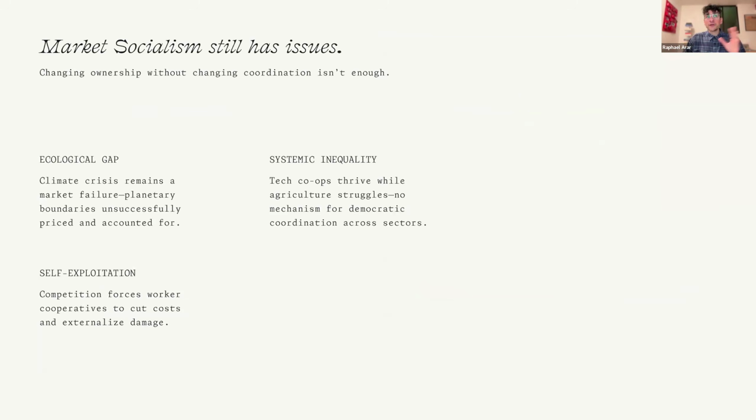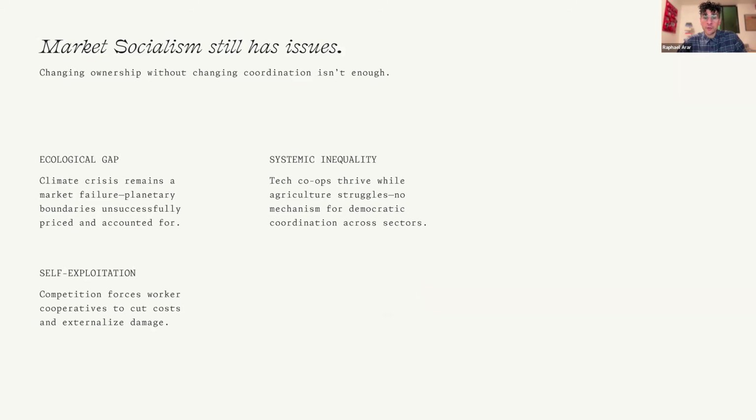Okay, so market socialism. I want to surface why it has issues and some of the ways that it's been conceived. So one, there's the ecological gap. If you keep market competition as your coordination mechanism, then you can inherit the problems of market failure. So planetary boundaries don't get priced. Worker cooperatives compete against each other, and that competition pushes them to externalize ecological costs the same way capitalist firms do. So changing who owns the firm doesn't necessarily change the signal the firm is responding to. So you often need to have other checks and balances on top of market socialism in order to consider the ecological piece.